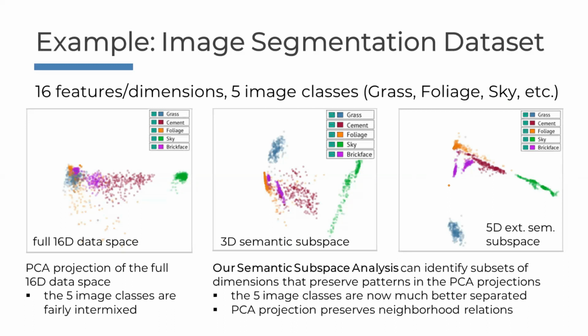They're separated now. And on the right-hand side is a 5-dimensional subspace. It's what we call an extended semantic subspace. We'll learn about this as well. It can isolate even better, almost optimally. So it's still preserving this ability of PCA to preserve the neighborhood relations, right? There's no distortion, it's all linearly projected, but now each pattern is cleanly shown by itself.